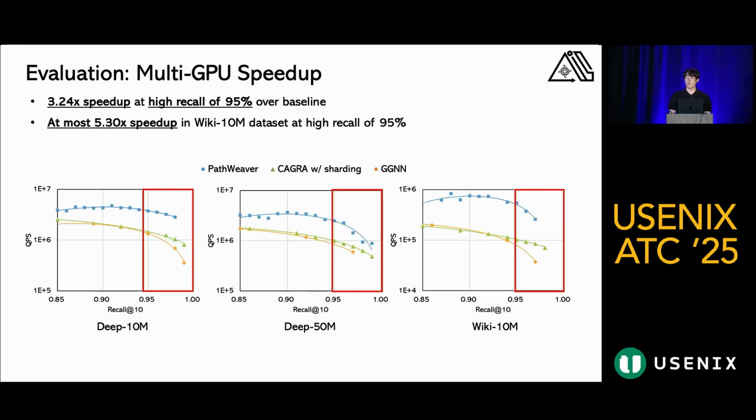Now, let's see how much PathWeaver accelerates the search process on multi-GPU settings. In this evaluation, we measure queries per second while ensuring a high recall of 95%. PathWeaver achieved 3.24x speedup over Kagra at high recall of 95%. Most notably, on the wiki 10 million dataset on the right, PathWeaver achieved 5.3x speedup at 95% recall.